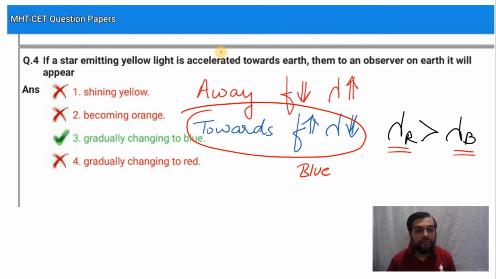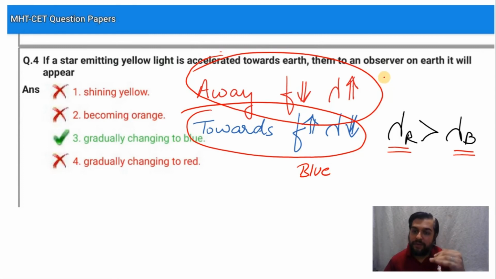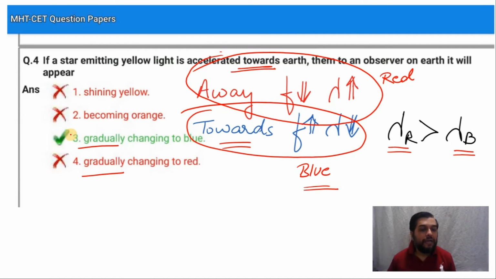And the other way around, whenever the star or the light producing source is moving away, then in that case it is tending towards the larger wavelength or reddish light, and that's called red shift. So it's very clear, here it says towards. So towards means you have to just make a choice between 3 and 4. 3 says gradually changes to blue and 4 says changes to red. So in this case, obviously towards means it changes to blue. So the answer is 3. So I hope you are very clear with this, the Doppler effect, right?